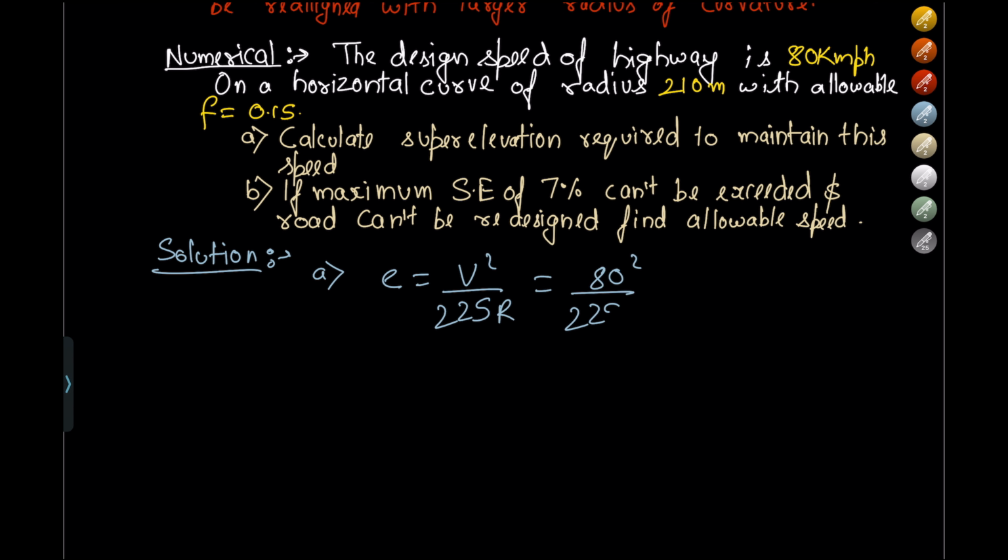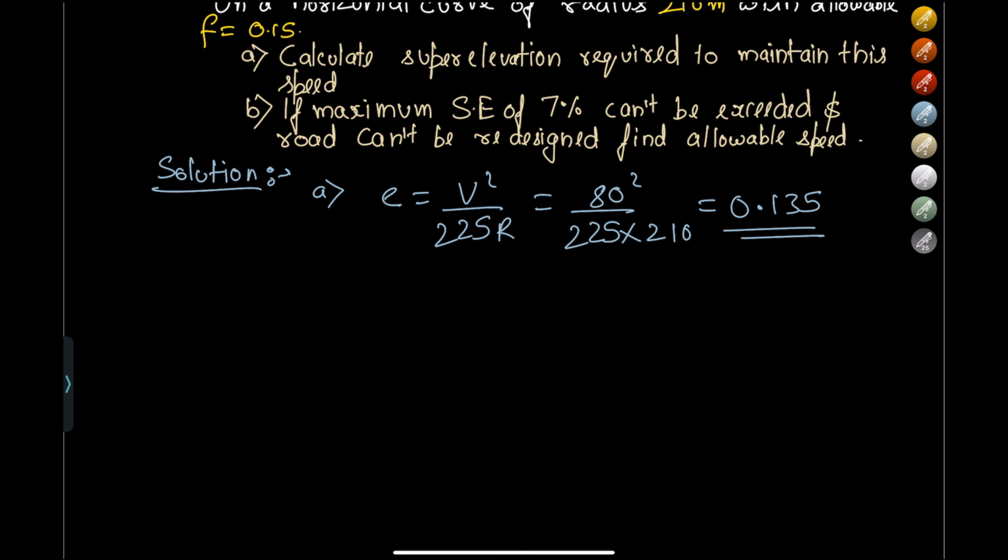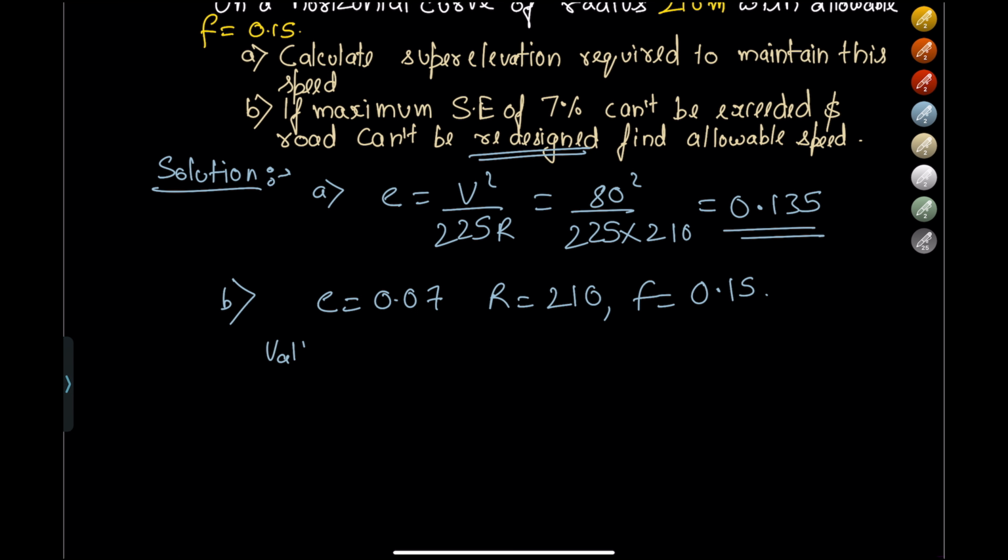Super elevation that we have calculated is equal to 0.135. Since it cannot be provided, we'll limit the super elevation to 7%. So we'll take E is equal to 0.07, and radius of curve cannot be redesigned as given in the question. So radius is also fixed to be 210. F is fixed to be 0.15. We need to find the V allowed, or we can say V allowable speed, right?